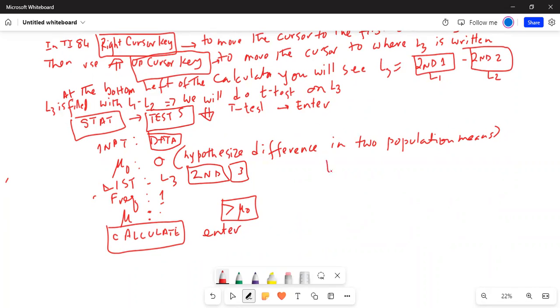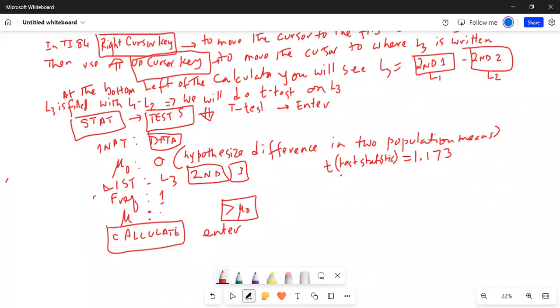So look at the test statistic. It is 1.173. That means the sample mean difference is greater than the hypothesized value of 0. So the sample mean difference of these 10 differences is greater than the hypothesized value of 0 by 1.173 times the standard deviation of the sampling distribution of the means.